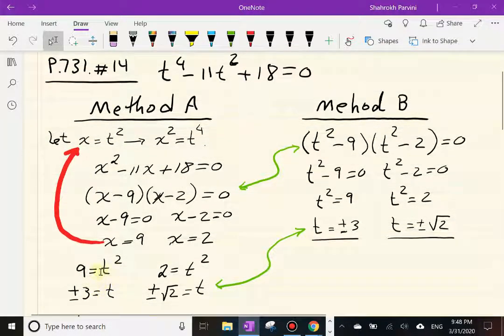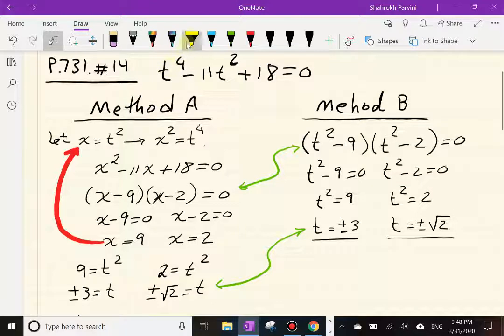So I have t squared is equal to 9, and I took the square root of both sides to solve for t here. X equals 2, back substitute x again all the way up here. X equals t squared. And when you do, you get this equation. And again, by taking the square root of both sides, we can solve that equation for t. So it looks like we have four possible solutions for this fourth degree polynomial equation. So this is one method, method A, which is in the book.